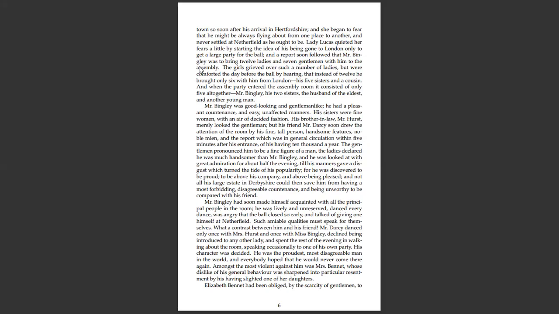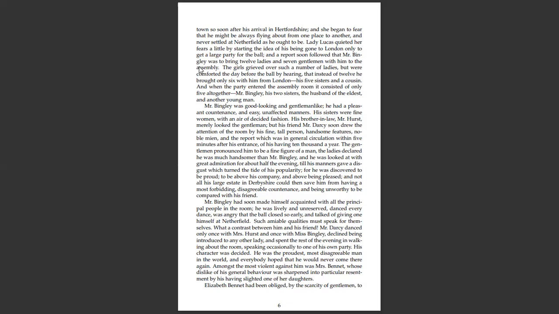The gentlemen pronounced him to be a fine figure of a man. The ladies declared he was much handsomer than Mr. Bingley, and he was looked at with great admiration for about half the evening, till his manners gave a disgust which turned the tide of his popularity. For he was discovered to be proud, to be above his company, and above being pleased, and not all his large estate in Derbyshire could then save him from having a most forbidding, disagreeable countenance, and being unworthy to be compared with his friend.